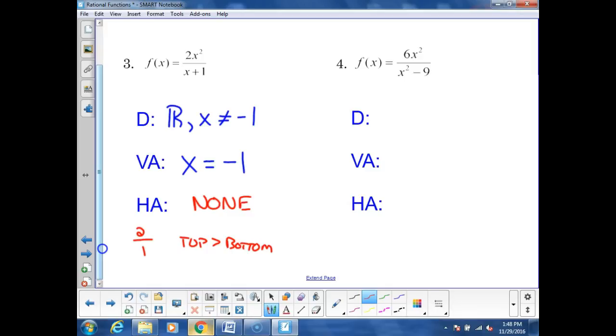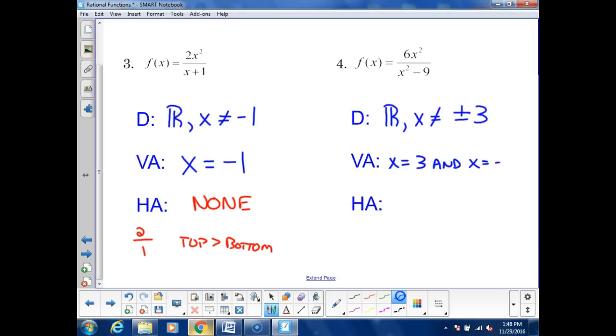Number 4, domain. x cannot equal plus or minus 3. Vertical asymptote. Can I write them together? Because they're two separate lines, so I can't write them together.